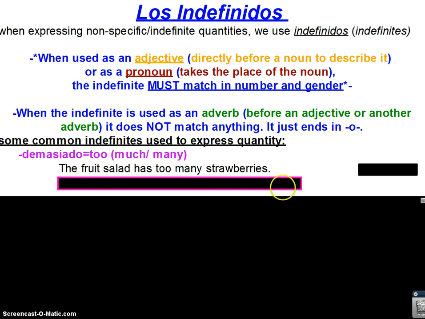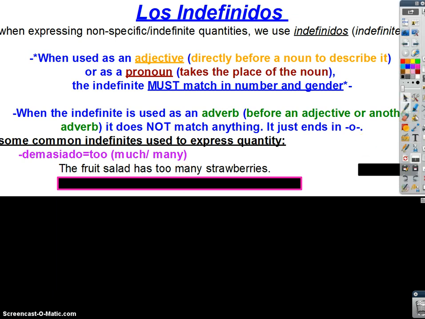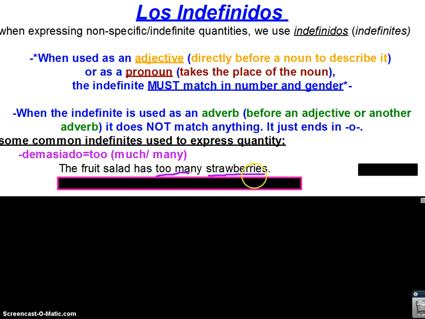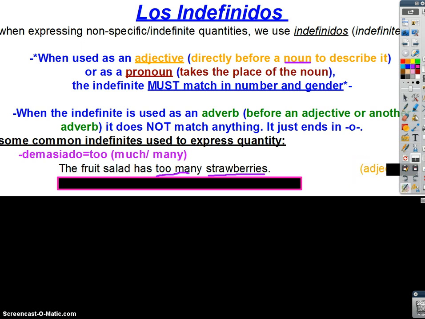Later in class, we're going to fill in the Spanish here, so skip a line for that. But also off to the right-hand side, we're also going to write down if our indefinite is being used as an adjective, a pronoun, or an adverb. Well, let's look at this one. I'll do a couple with you. Too many is describing strawberries. Strawberries are a noun, so that means too many is an adjective. So off to the right-hand side, we're just going to write that it's being used as an adjective here.